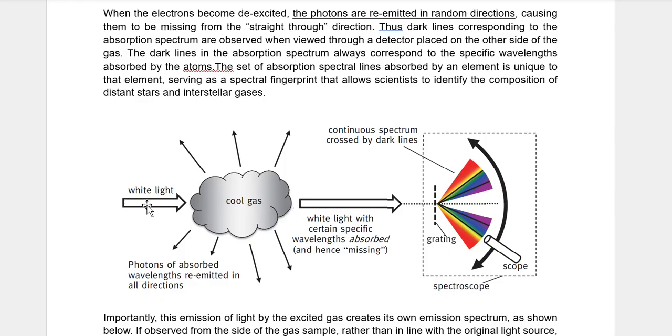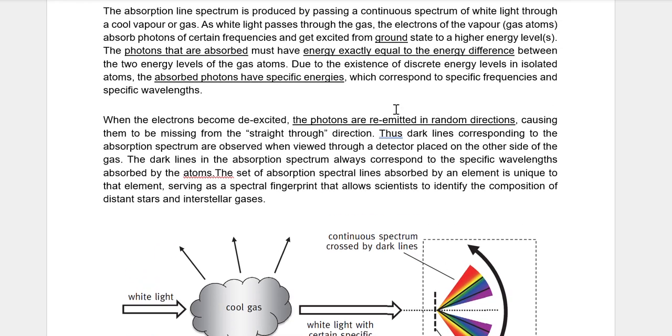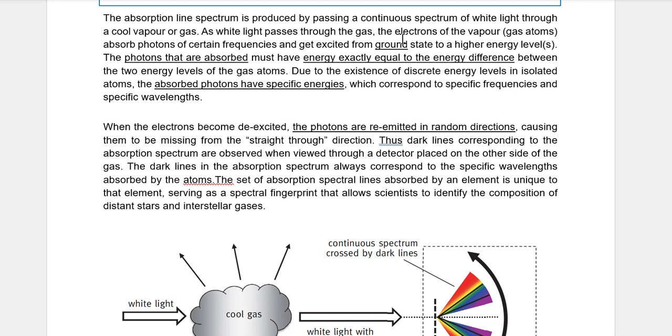If I pass white light through a cool gas, this white light, after passing through the cool gas, goes through the diffraction grating. You'll see a rainbow because the diffraction grating spreads out the light, and then you'll see dark spots. As the white light passes through the electrons of the vapor, the vapor is gas atoms.